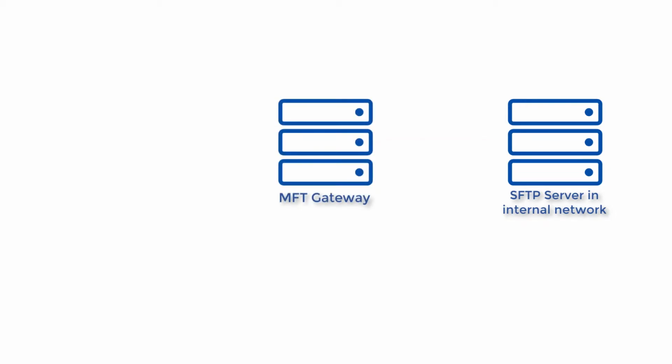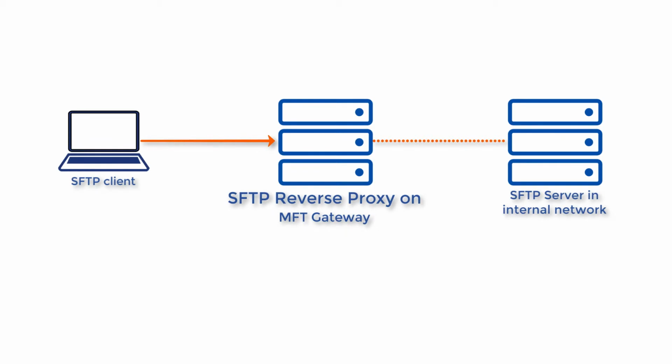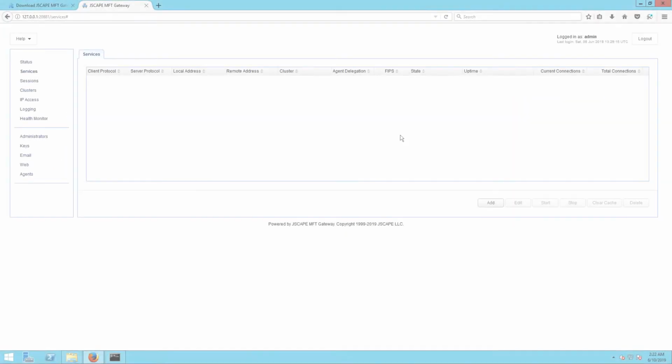So, assuming you already have an SFTP server running perhaps in your internal network, and that server is reachable from your MFT Gateway instance, you'll only need 3 simple steps to set up an SFTP reverse proxy in Jscape MFT Gateway. So the first step is to add a reverse proxy service. To add an SFTP service, just go to the Services module and then click the Add button.